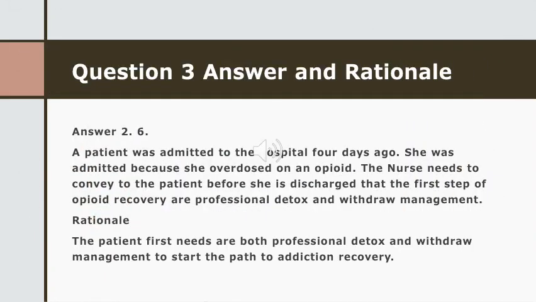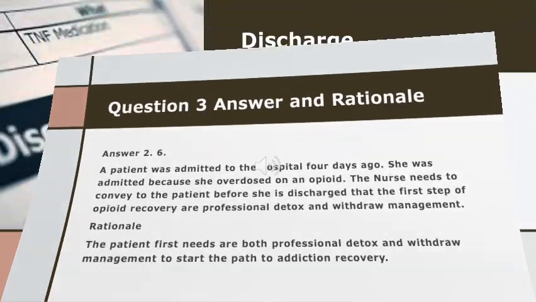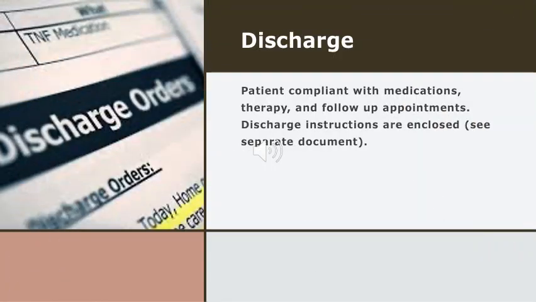Question 3, answer and rationale. The patient's first needs are both professional detox and withdrawal management to start the path to addiction recovery. And for the last discharge, the patient is compliant with medications, therapy, and follow-up appointments. Discharge instructions are enclosed. See separate discharge document.